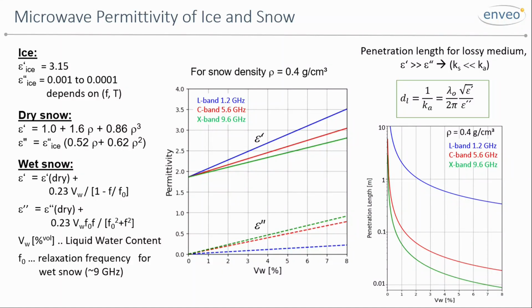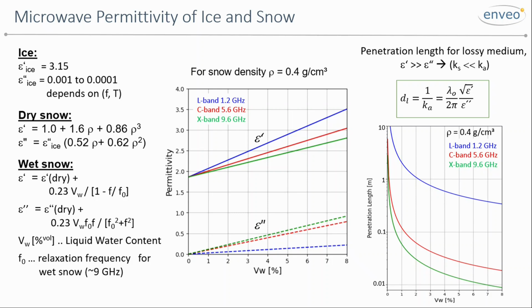Okay, let's start with the basics. We have the microwave permittivity of ice and snow. We have a real part of the permittivity and an imaginary part. The imaginary part is responsible for the absorption of the microwaves. For ice, for example, the real part is quite constant at 3.15. It depends a little bit on frequency and temperature, but in principle 3.15 is a good number.